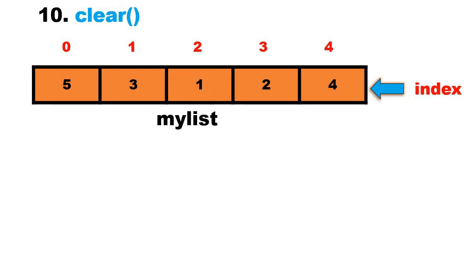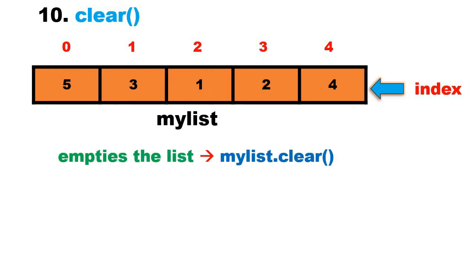Next, we are going to see clear. Clear is used to delete all the elements from the list, but the list will still be available in memory; only the elements present inside the list will be deleted. I have taken the same example, my list. If you want to empty the list, you can give mylist.clear. It will delete all of the elements from the list and display only an empty list. We will see what result it displays while doing programming.